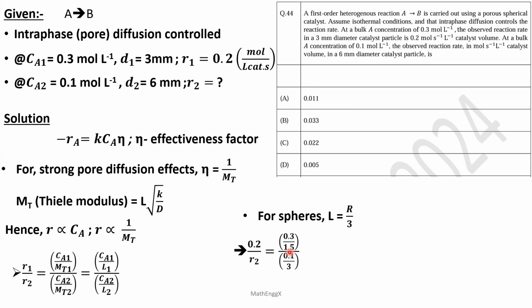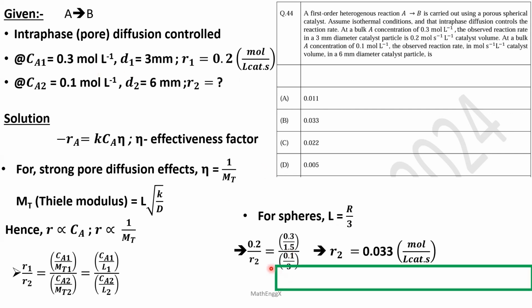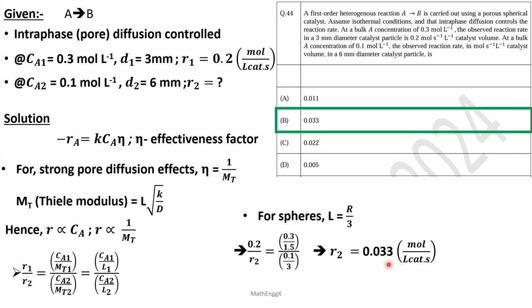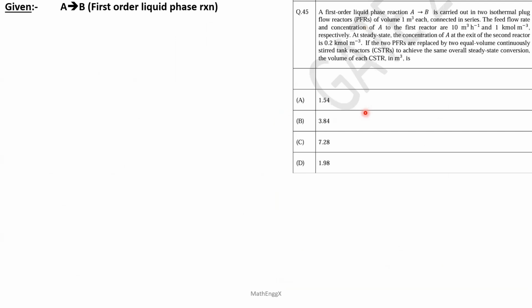Now substituting the given values for Ca1, R1 and the radius of the catalyst, which is given in terms of diameter, we get R2 as 0.033 moles per liter of catalyst into second. So option B, 0.033 is the right option for this question. So let's move on to the second question.